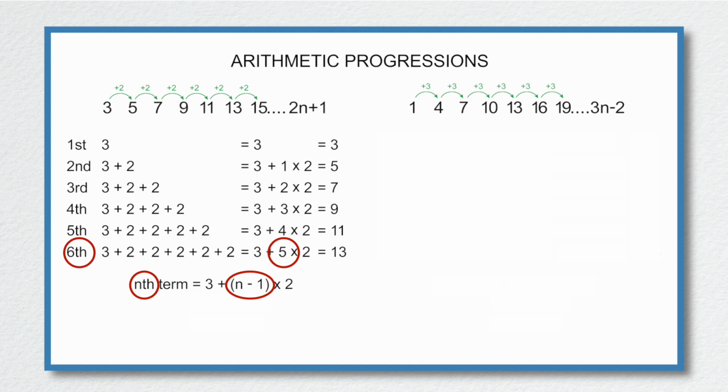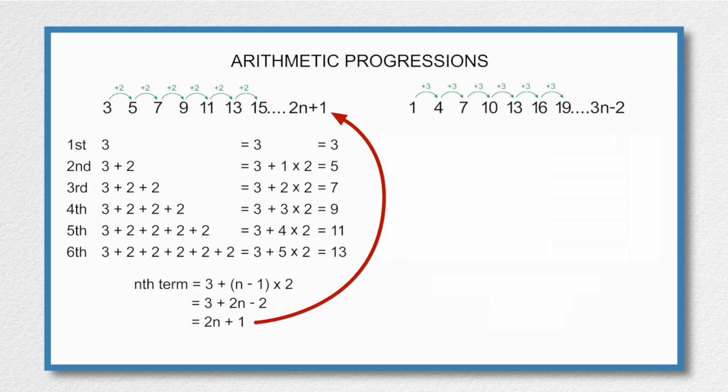And look what happens if I simplify this nth term. Well, we'll multiply the brackets out. So that's 3 add 2n subtract 2. And then that simplifies to 2n add 1, which is what we've got up here. I'm now going to repeat this process for this arithmetic progression and see if we get the same nth term of 3n subtract 2. So for this progression we're adding 3 each time.